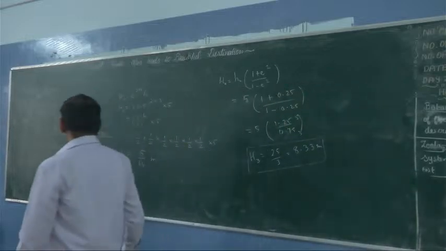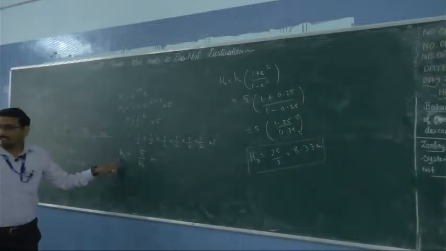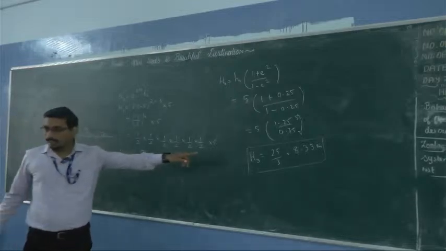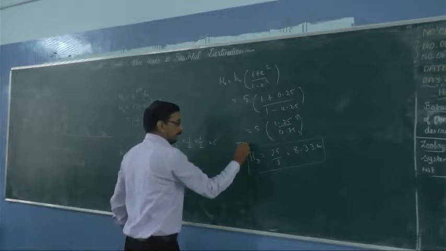Write it clearly. In the H3, that is the height traveled after third rebounds, the total height traveled after 3 rebounds.